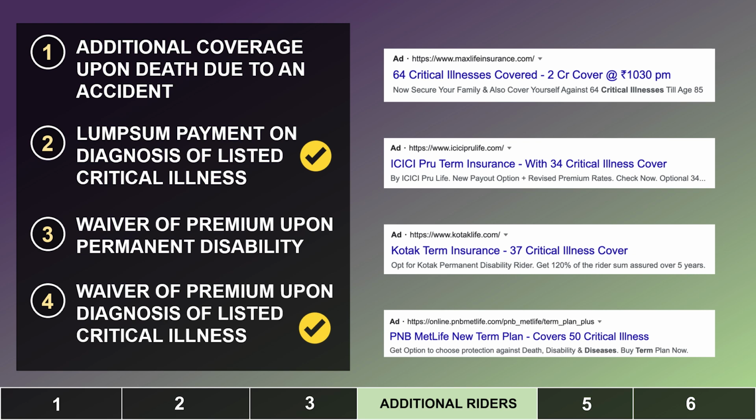Of course, what these 60 critical illnesses are and how significant they are is another matter, which is why it is important for everyone to carefully examine every rider when choosing a term insurance policy.